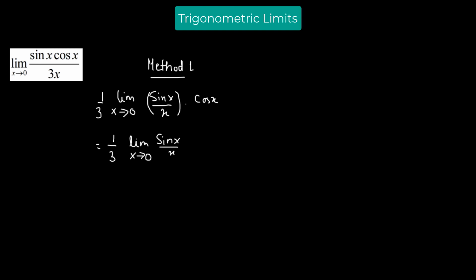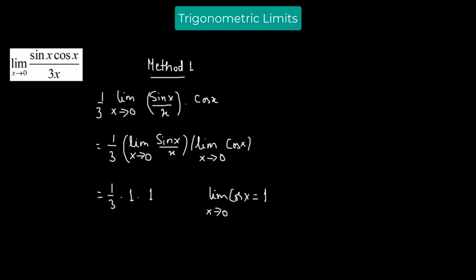So this is going to be our first limit, and we are also going to apply the limit to the cosine function. So we have the limit as x goes to 0 of cosine of x, so the value is going to be 1. So this is equal to 1 over 3 times 1, which gives us 1 over 3.